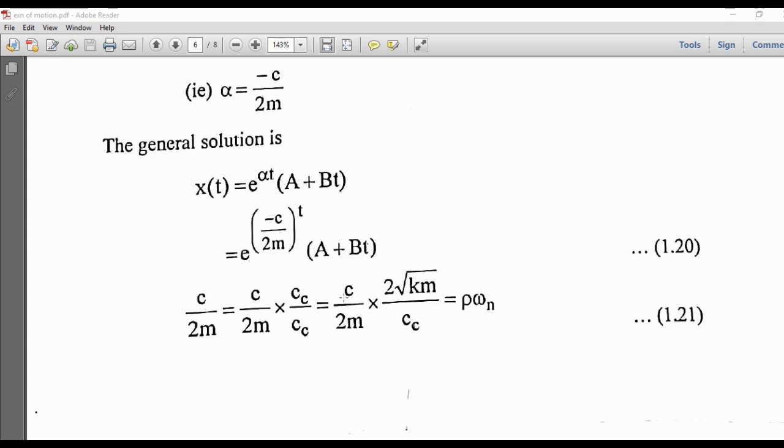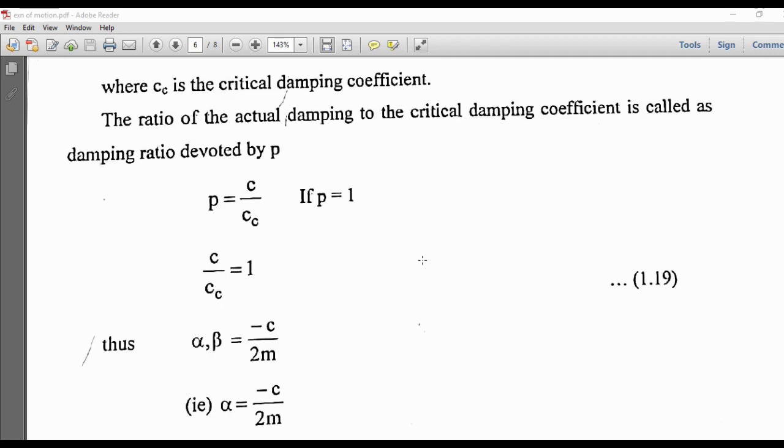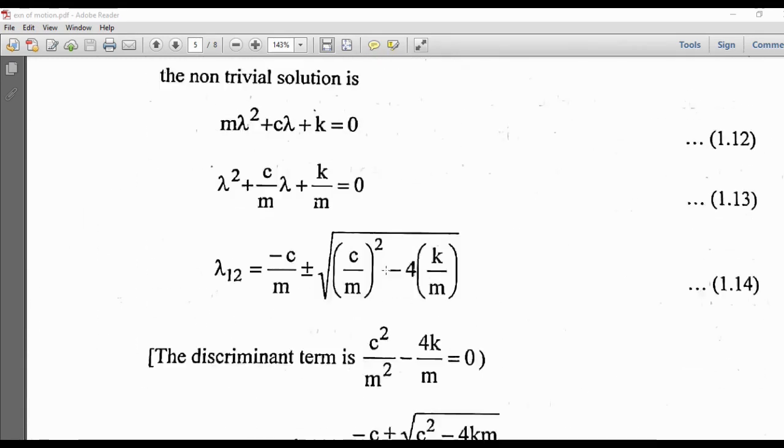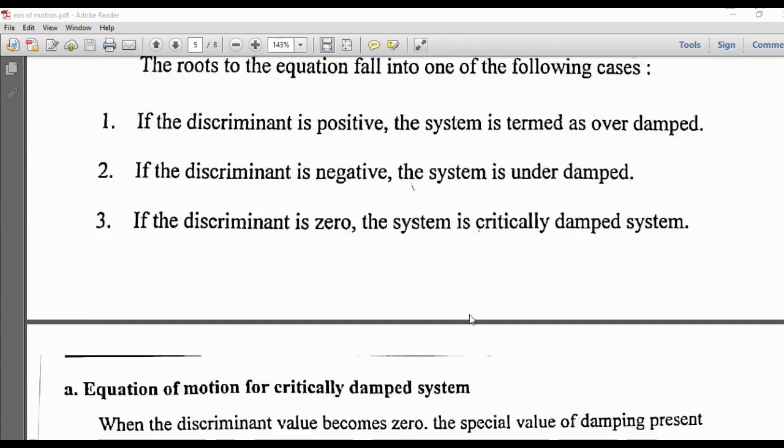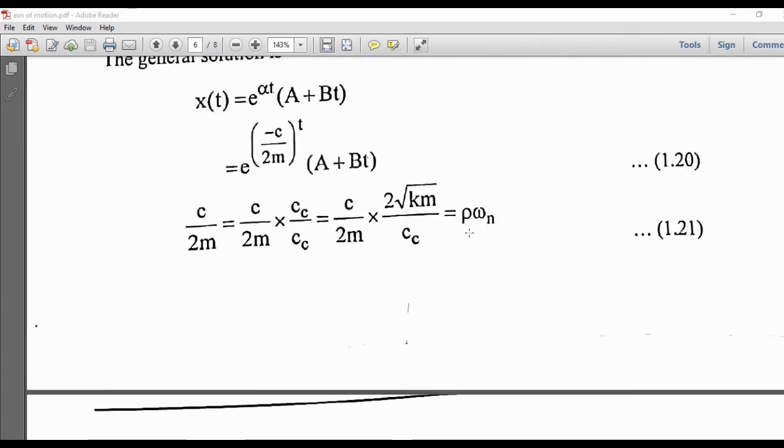So this actually becomes p into, 2 and 2 get cancelled out, so this becomes p into root of k by m. I think I've mentioned that somewhere. So c by cc is p, and 2 and 2 get cancelled. 2 root km by m becomes root of k by m. So this is p root k by m, and I know that root of k by m is omega n. So this becomes p omega n. So that's how we got p omega n.